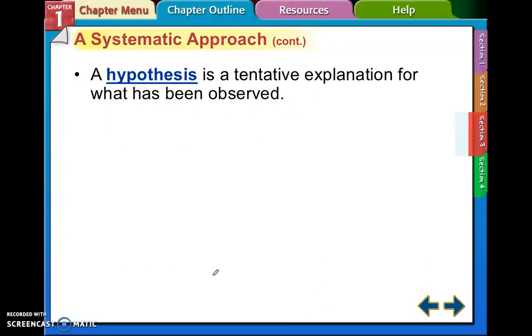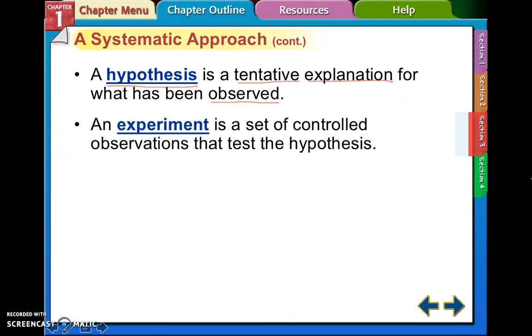So a hypothesis. A hypothesis is also considered an educated guess. So it's a possible explanation or answer for what's been observed. You need to write the definition for this, and I want it in your own words. Hypothesis is a tentative explanation for what's been observed. And what is an observation? It's just the act of gathering information.